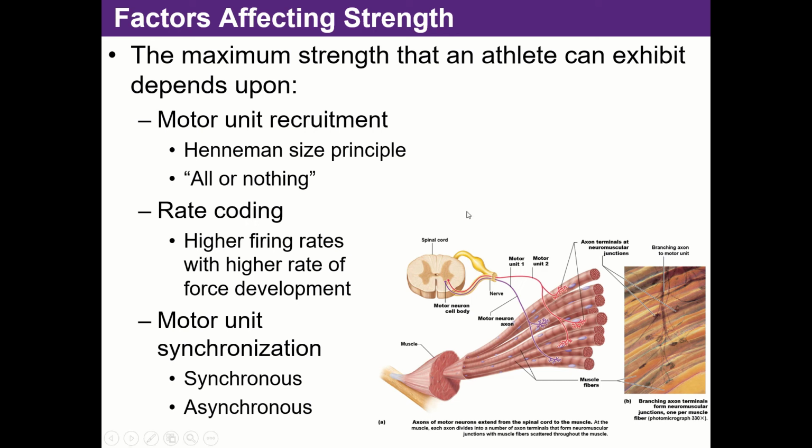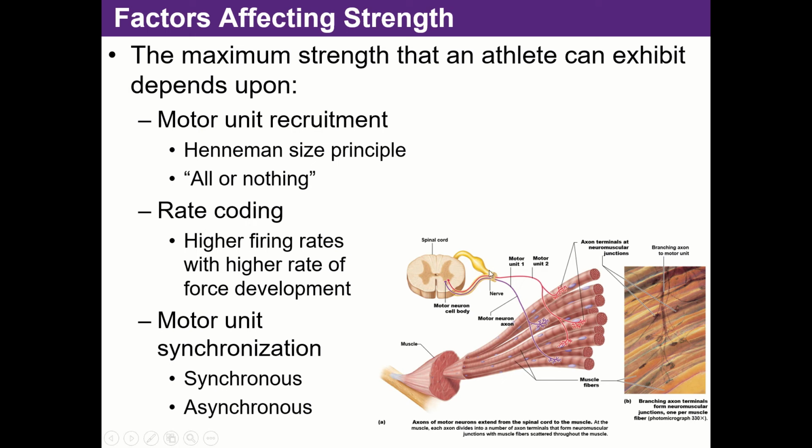All or nothing is if we recruit this motor unit, all of its muscle fibers are going to contract. It may just be a twitch where it's a split second. You get quick interaction of actin and myosin and then quick relaxation. But all of them are going to contract at least briefly. They're all going to twitch. Or not at all, right?